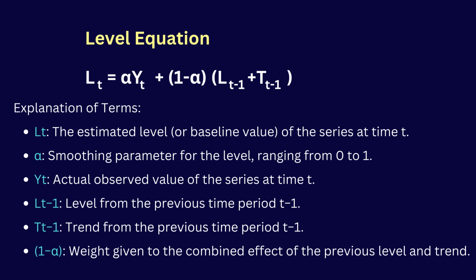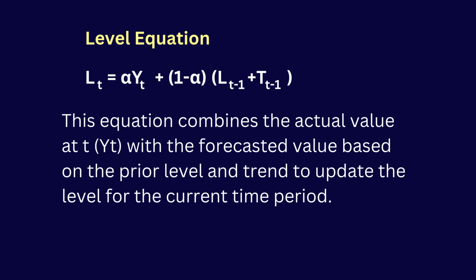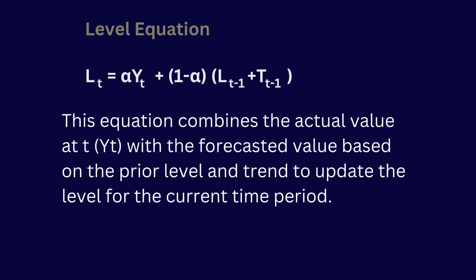Y_t is the actual observed value of the series at time t. L_{t-1} is the level from the previous time period t-1. T_{t-1} is the trend from the previous time period t-1. 1 minus alpha is the weight given to the combined effects of the previous level and trend. This equation combines the actual value at t with the forecasted value based on the prior level and trend to update the level for the current time period.